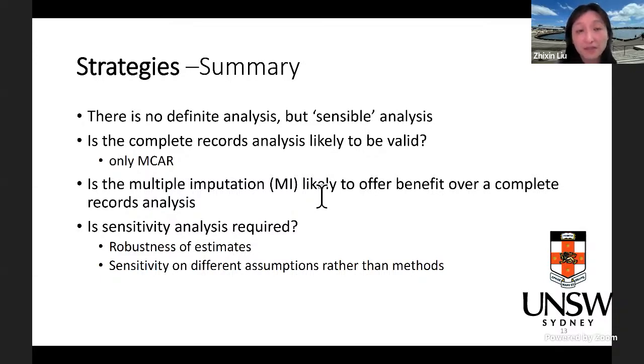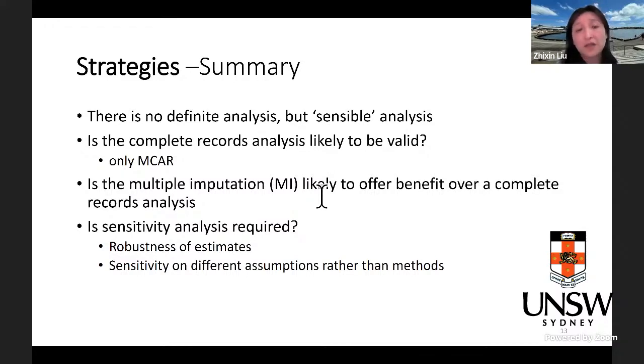But if it's missing completely at random and your missing proportion is high and you have auxiliary variables, then MI can still probably offer some benefit over your complete record analysis. And also we can ask if I need sensitivity analysis.